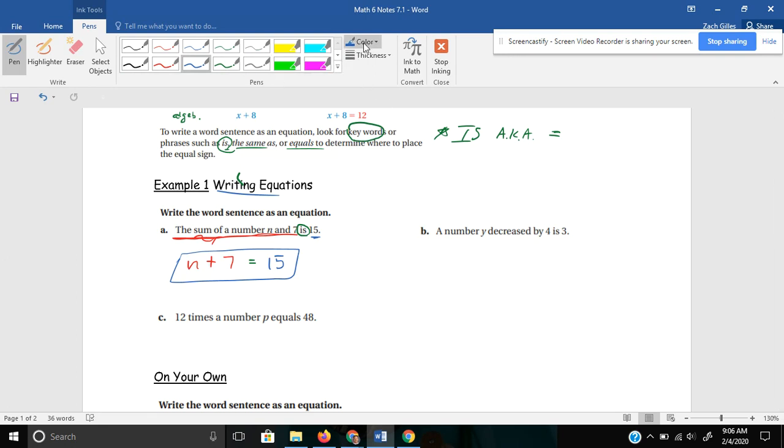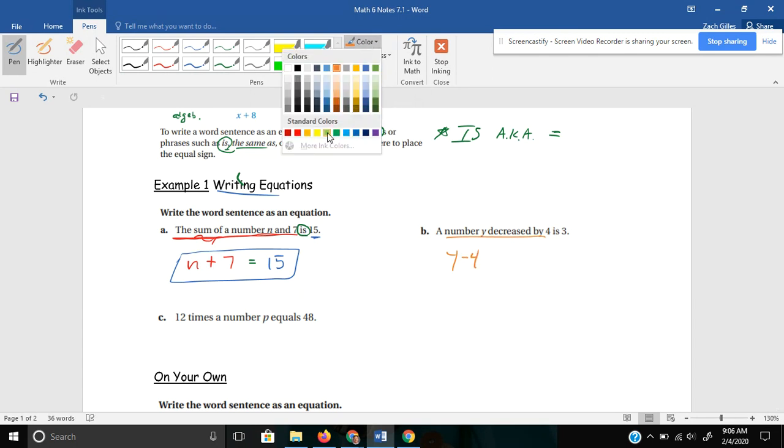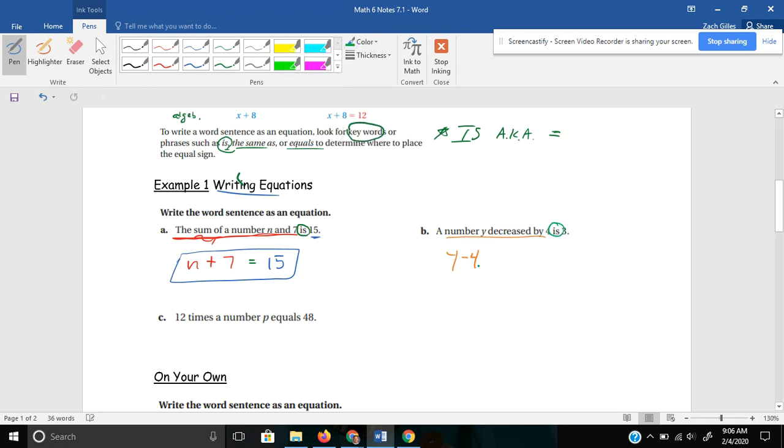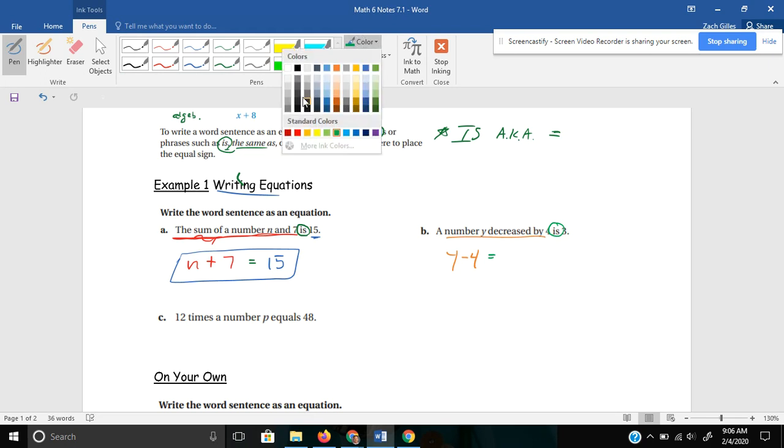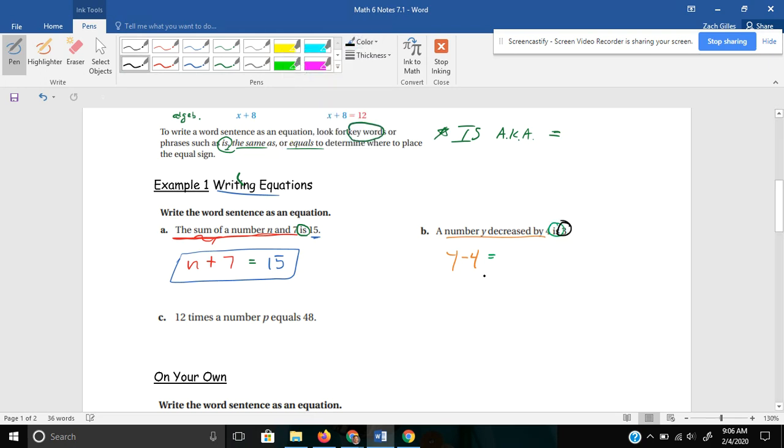All right, let's try another one. A number y decreased by 4 is 3. Okay, so y decreased by 4, decreased by means subtract. So we would take y and subtract 4. There's is again. Is means equal. And 3 is just the last part of my sentence. So y minus 4 equals 3.